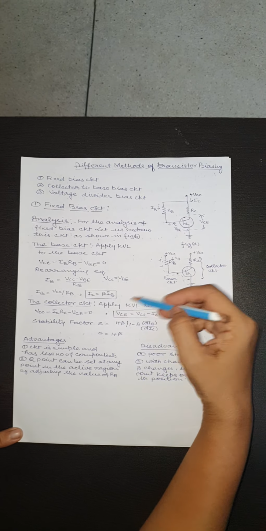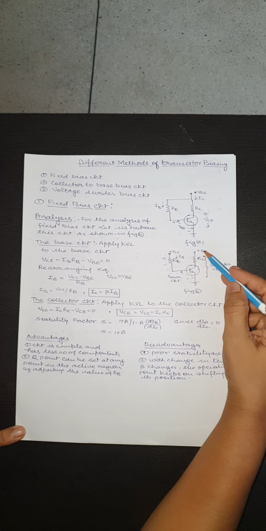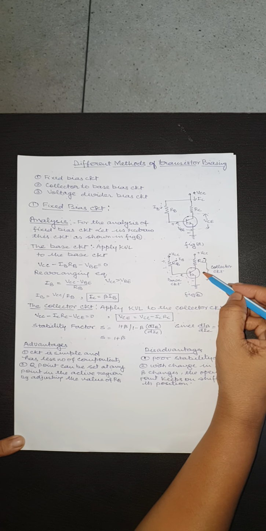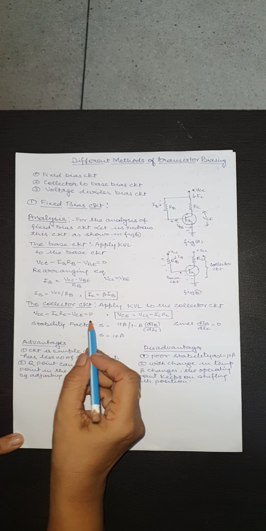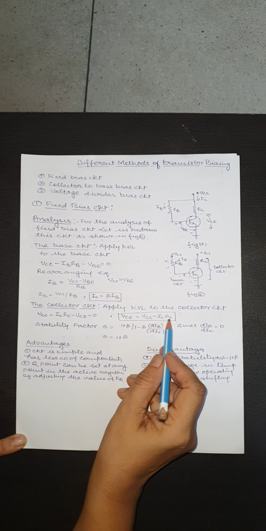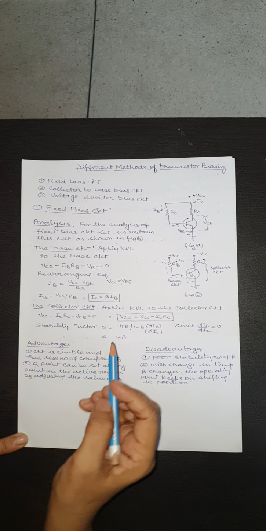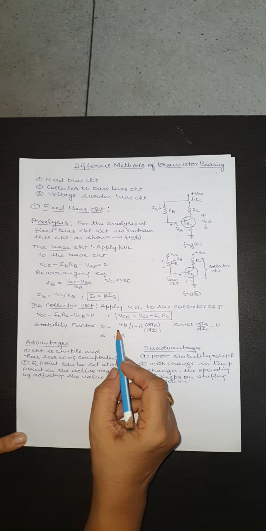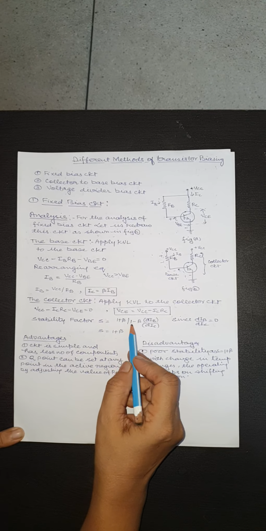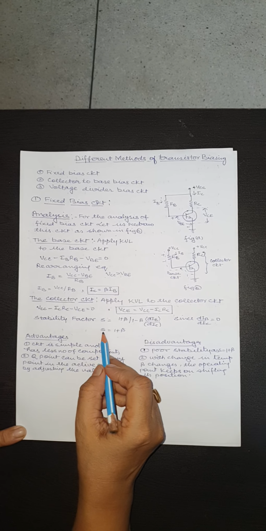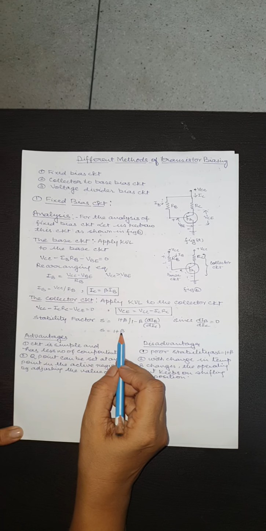Second, collector circuit. If we apply KVL to the collector circuit, we get VCC minus IC RC minus VCE is equal to 0, and from this equation we get the value of VCE is equal to VCC minus IC RC. Hence we get the value of operating point IC and VCE. Stability factor is defined by S is equal to (1 plus beta) divided by (1 minus beta del IB by del IC). Since in fixed bias IB does not depend upon IC, the value of stability factor is 1 plus beta.